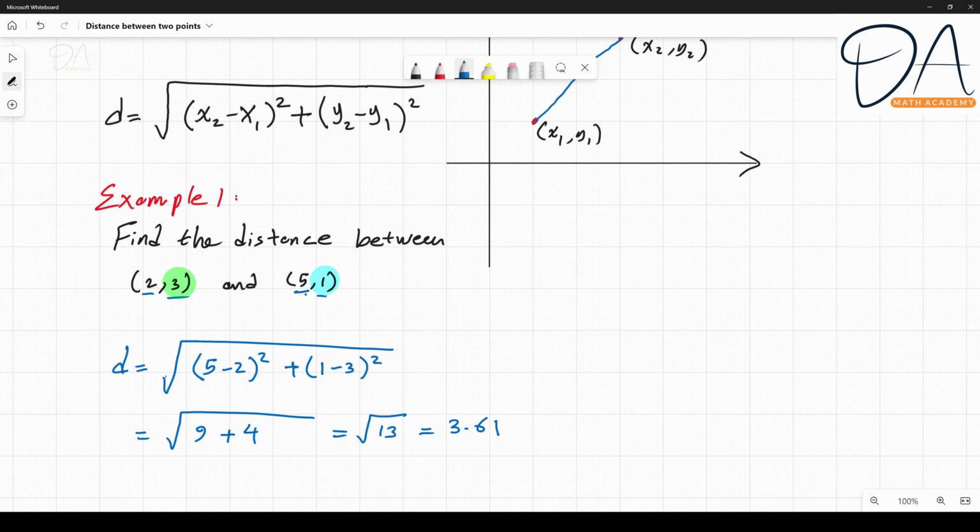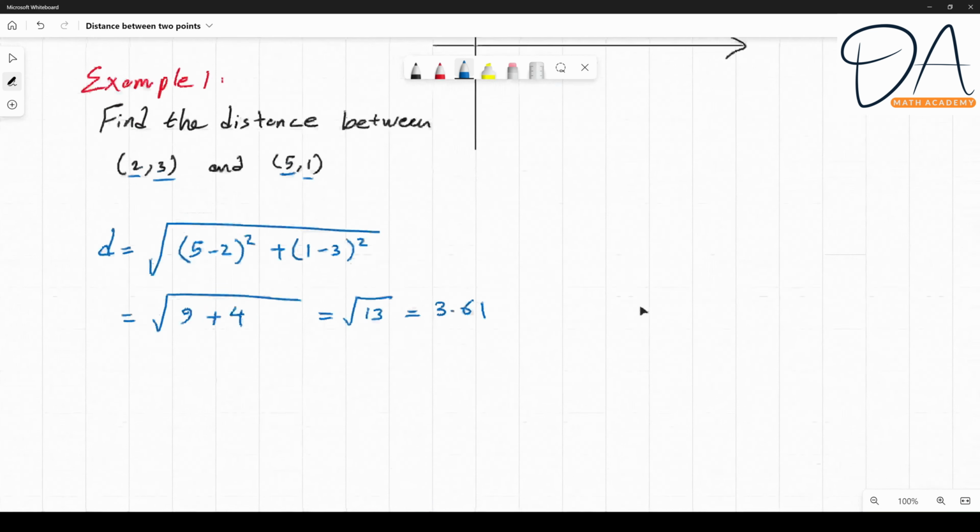Notice that I took 5 minus 2 and then 1 minus 3. The order actually doesn't matter because we are squaring. So you could also use 2 minus 5 squared. That is minus 3 squared, which gives you again 9. And then 3 minus 1, 2 squared, gives you 4. So it doesn't matter with which point you start. It will give you the same value.